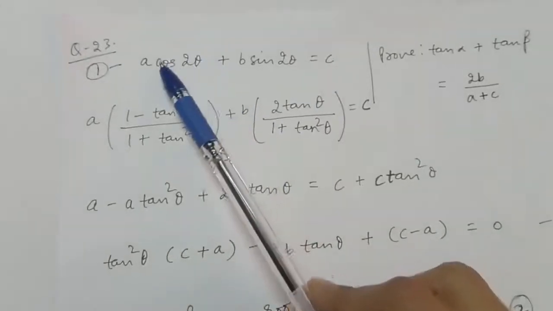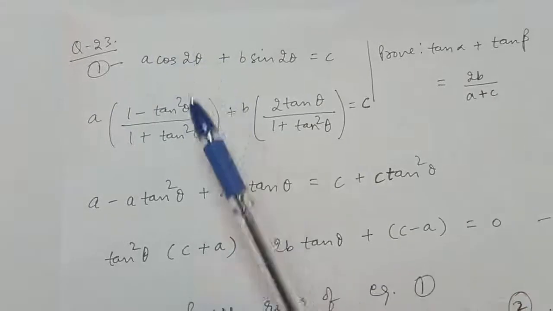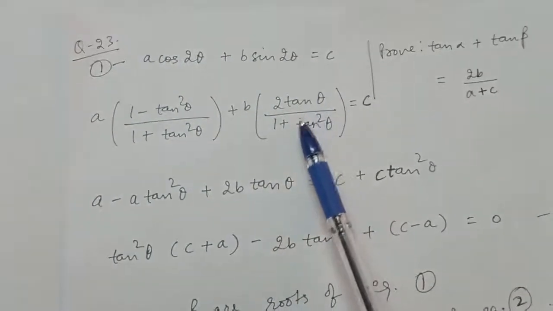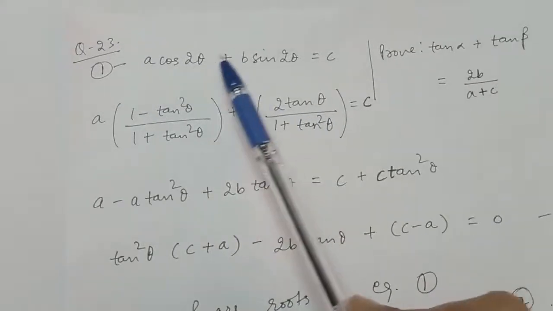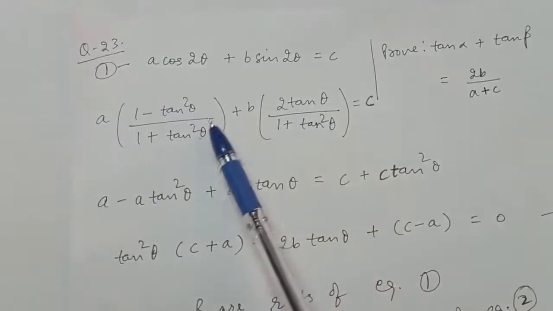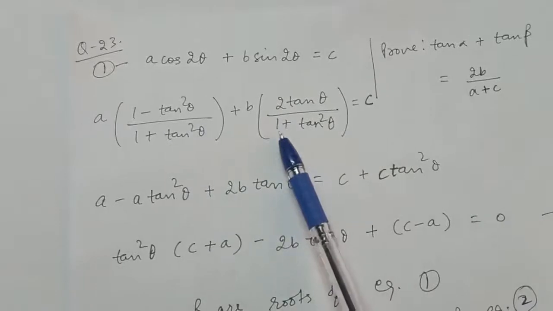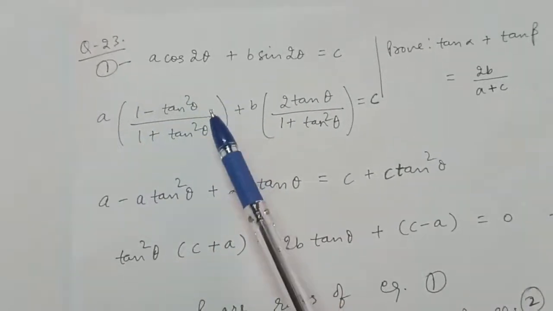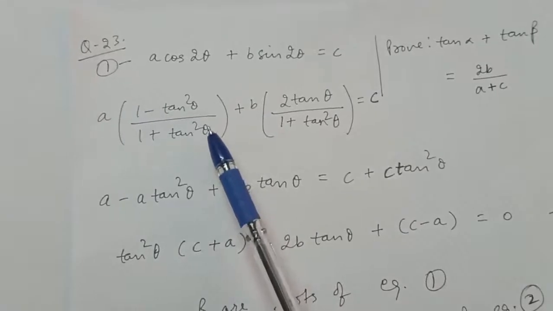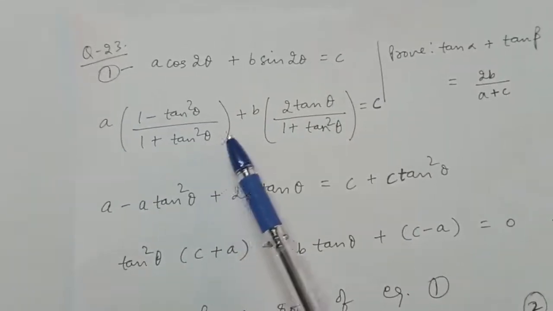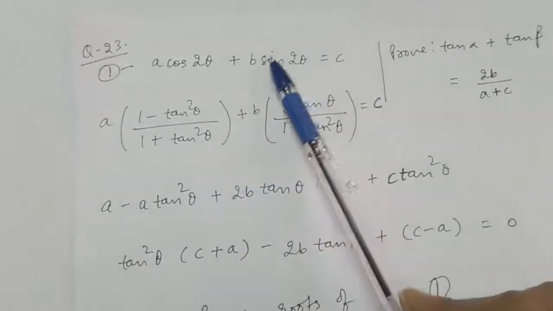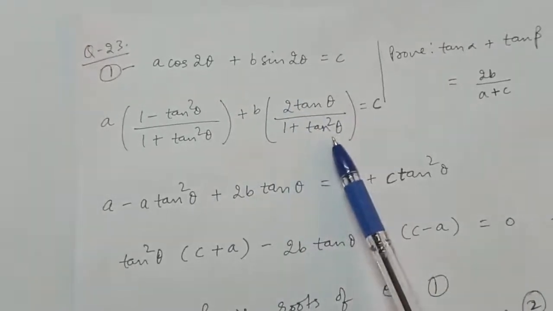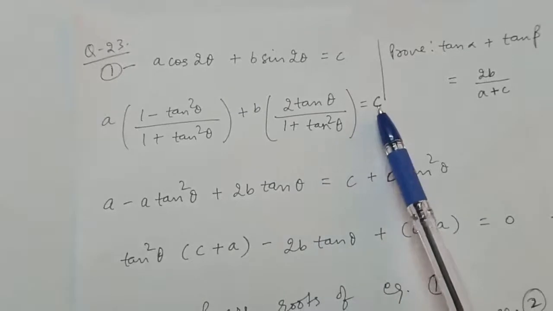So we know the value of cos 2 theta in terms of tan theta, and sin 2 theta also in terms of tan theta. So in place of this, we will write the values in terms of tan theta. So a into, in place of cos 2 theta, I can write (1 minus tan square theta) upon (1 plus tan square theta), plus b, in place of sin 2 theta, write down 2 tan theta upon (1 plus tan square theta), equal to c.